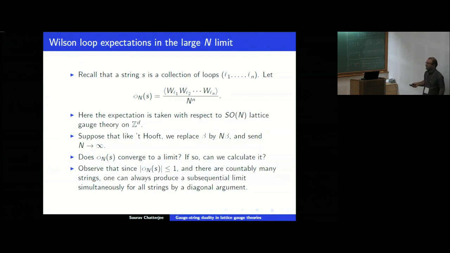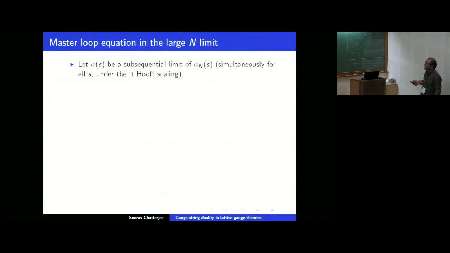And there are only countably many strings. These are all finite closed loops, so there are countably many strings. So by a subsequential argument, you can always show that there is a subsequence along which all these things converge. Now, whether they actually converge overall, that is the question. So let phi be a subsequential limit simultaneously for all strings.